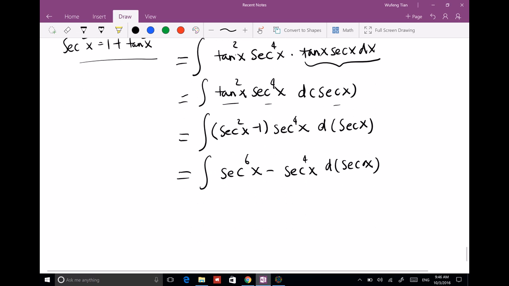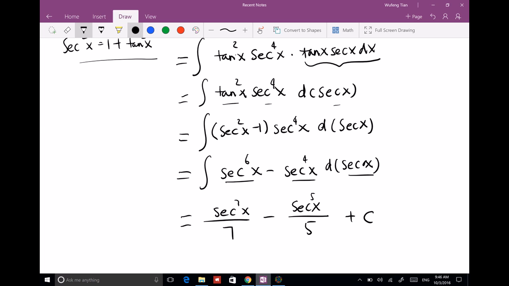Well, just to use substitution again, this is u, this is u, this is u. So it's u to the 7 over 7. So it's secant x to the power 7 over 7 minus secant x to the power 5 over 5 plus c. Does that make sense, everyone? Okay. That's great, right?